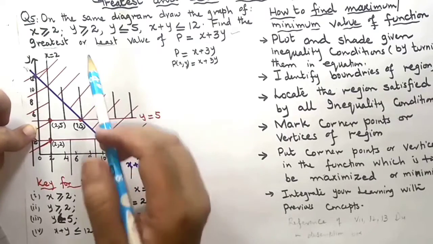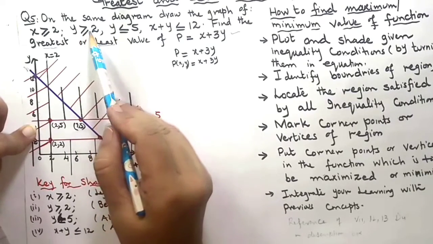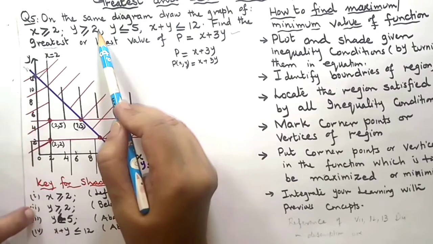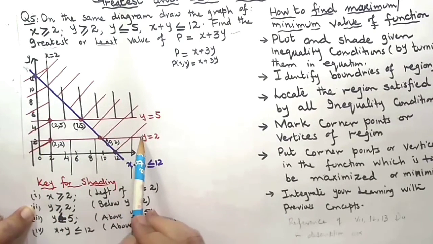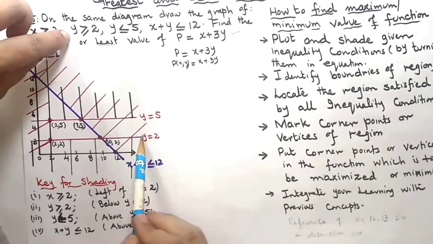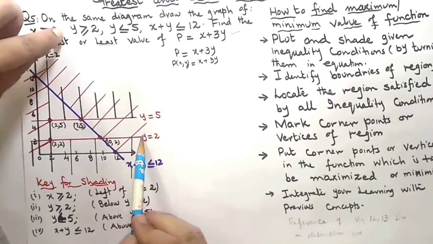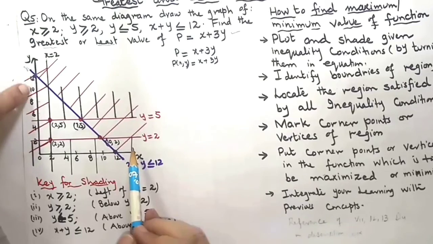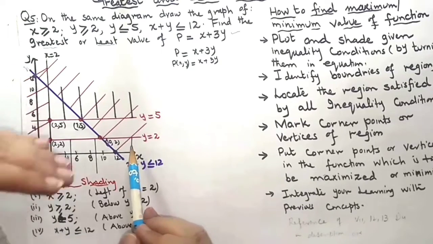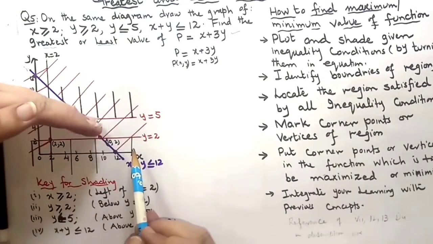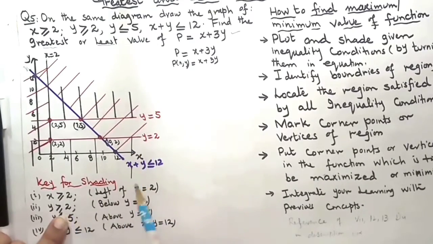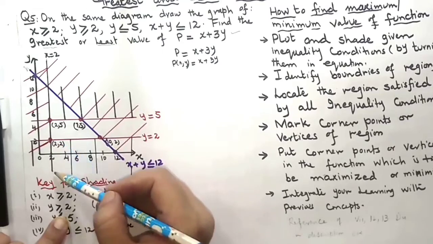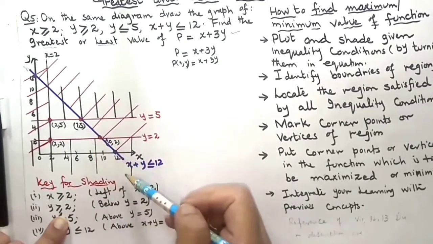Moving to the second inequality condition, that y is greater than equal to 2. First of all, draw the line at y equals to 2. Now see, we need the values of y which are more than 2, and values of y are increasing upward. It means that this is my required region for this inequality condition. So what I will be doing, I will be shading below this line. So I've shaded below the line.